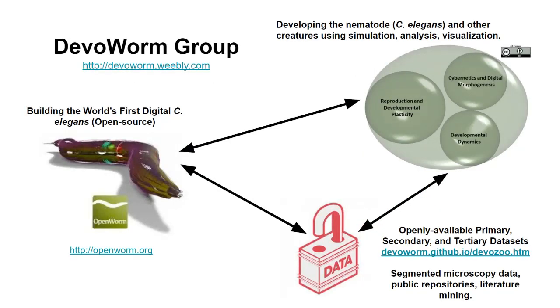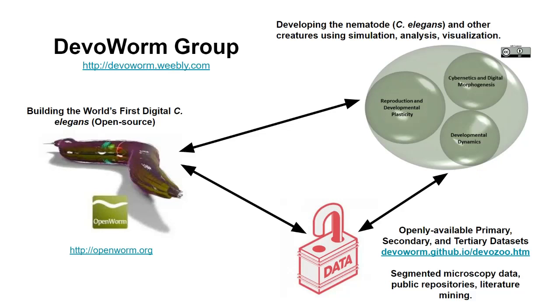The DevoWorm group as a whole is devoted to building the world's first digital C. elegans embryo, although we're focused on other organisms and other model systems as well. OpenWorm Foundation, of course, is what we're affiliated with for the aspect of building a digital model of a C. elegans embryo or a generalized embryo.